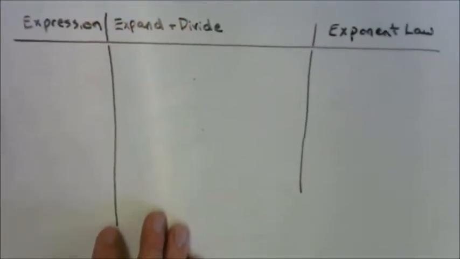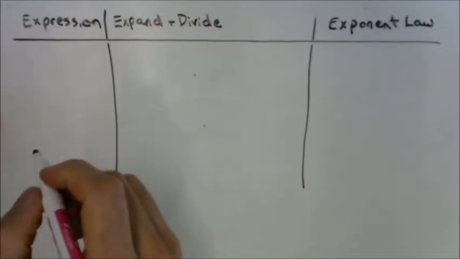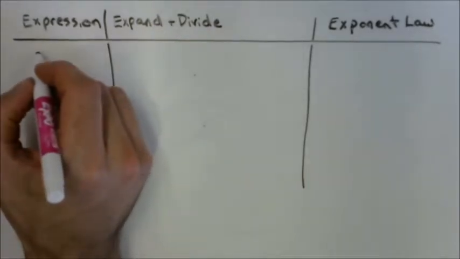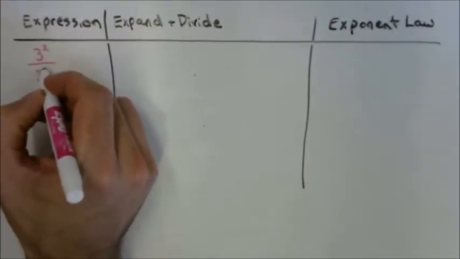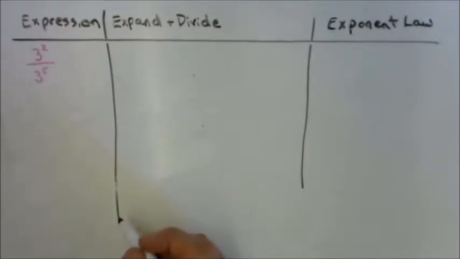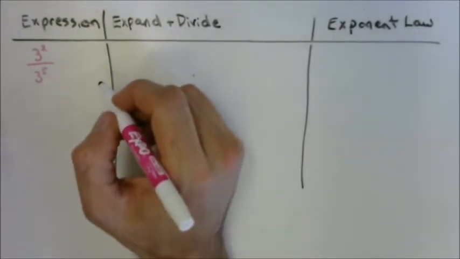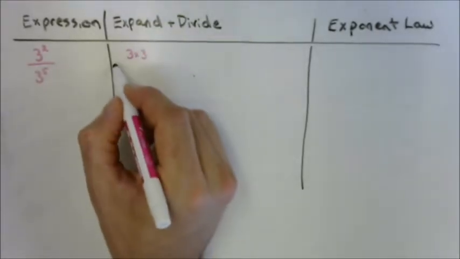Okay, in order to get a little bit of practice with our exponent laws and to get a better understanding of how they work, we're going to do a handful of examples really quickly. We're going to start with this expression, 3 to the power of 2 divided by 3 to the power of 5. Now, if we're going to expand that, that means we're going to show what's actually happening in the numerator and the denominator. What does 3 to the power of 2 mean? 3 times 3.